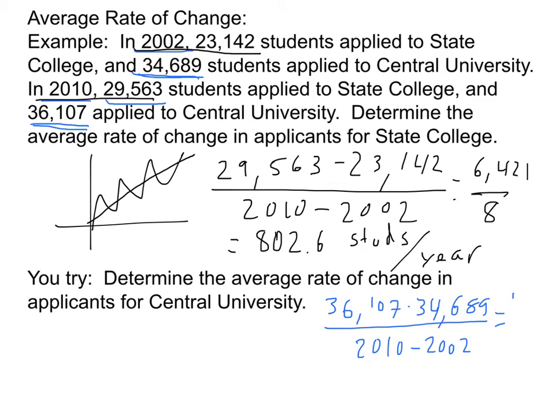Okay, if you do that, you get 1,418 over, again, 8, because it's over an 8-year time period. So if we just look at the two without even typing this into the calculator, we know this is going to be a smaller slope because we've got a smaller number in the numerator. State College had 6,000. This one has 1,000, or I guess it was 6,400 compared to 1,400. So let's pop that in the calculator. Divided by 8, we get 177.3 students per year.